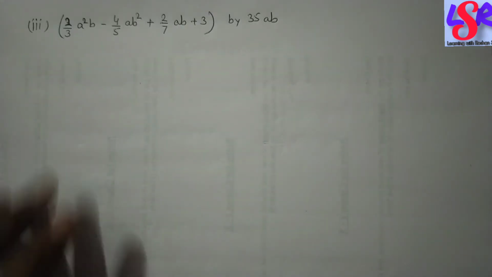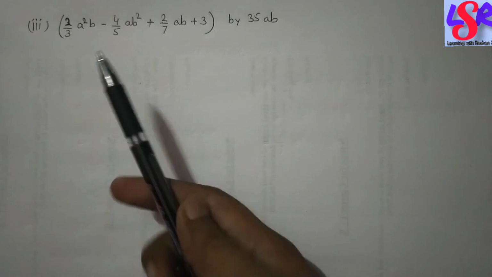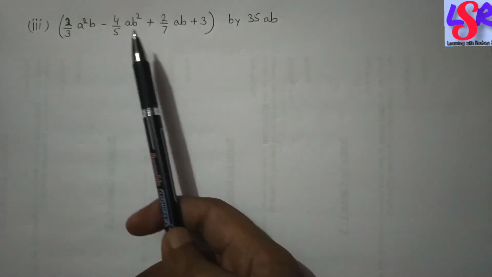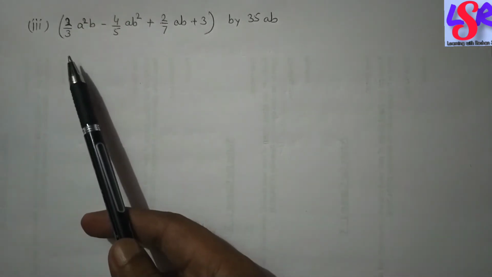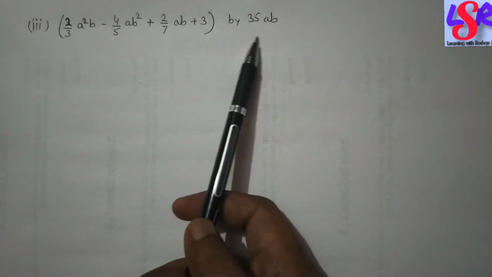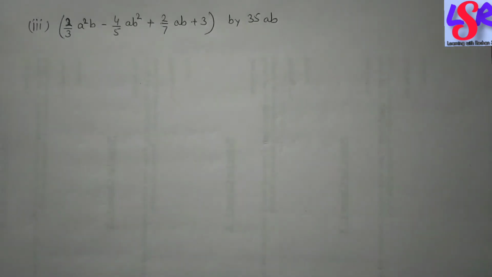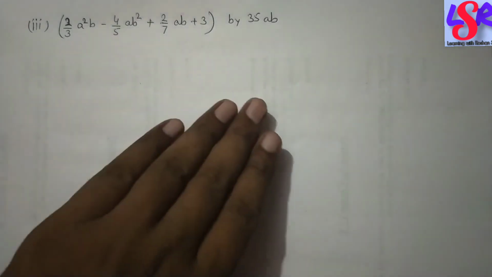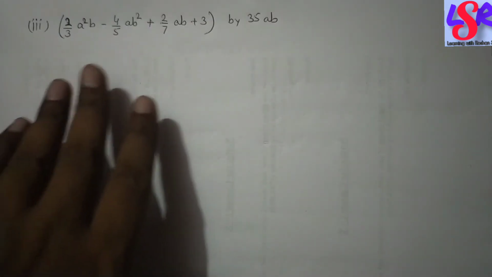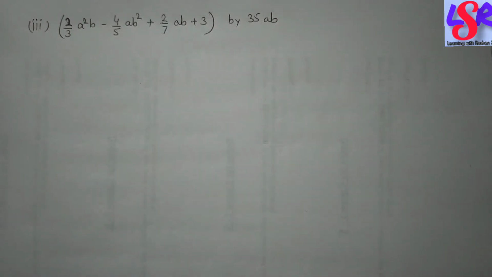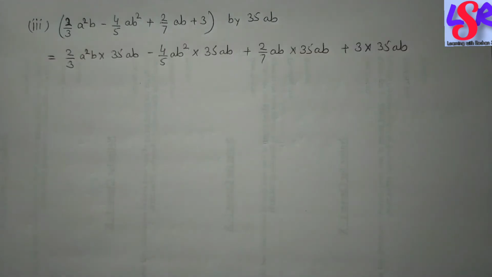We have the third one, and in this case we have a polynomial in which the numerical coefficient is a fraction, and here we have the monomial which is a simple number. Now again we are going to multiply each and every term of this one by 35 AB, and here we get this arrangement.